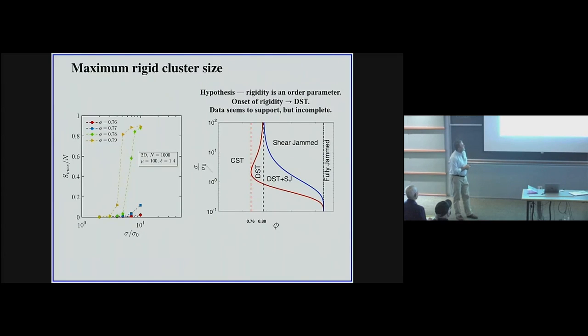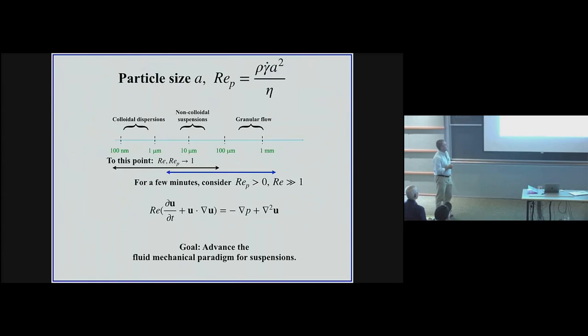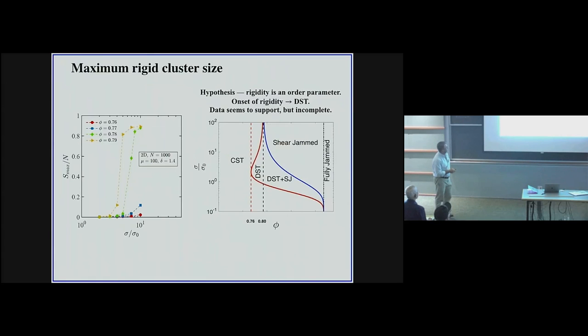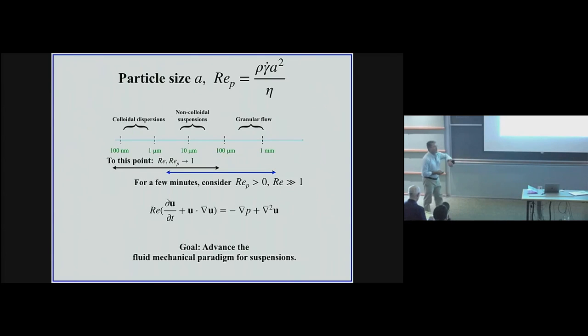So here's the basic picture. You have to continue this lower line, which is the onset of DST, out here to get all the states, because I can develop rigid structures out here as well. But there are no rigid structures below that line. And above, you have rigid structures. And so the idea is that crossing that line is the onset of rigid clusters and of the DST.